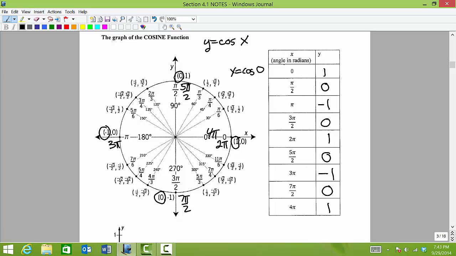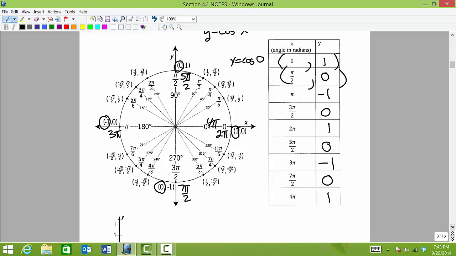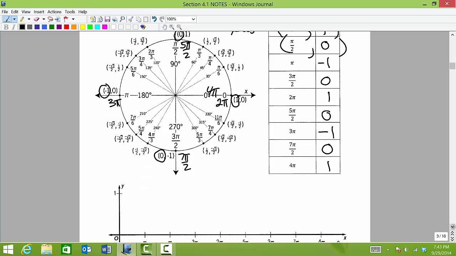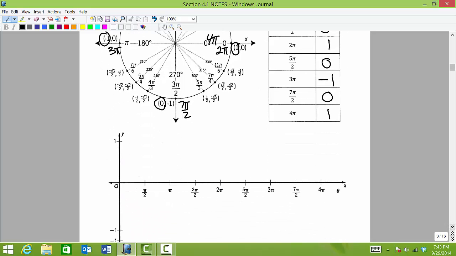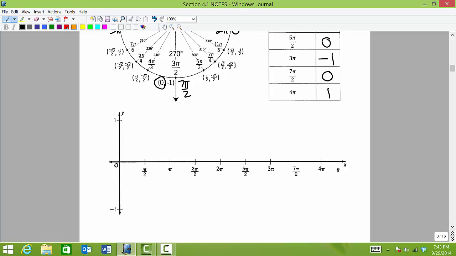Now we want to plot these points, 0, 1, pi over 2, 0. So we're going to plot points on our x-axis, which represents our angles in radians, and our y values will represent our cosine values. So here's our angles in radians, it's our x-axis, and this will represent our cosine values. So we're going to plot our points.